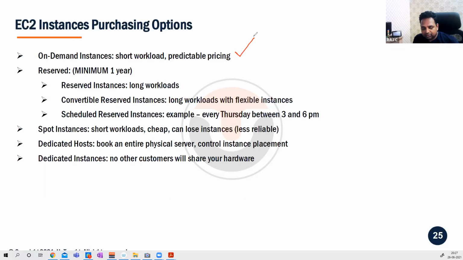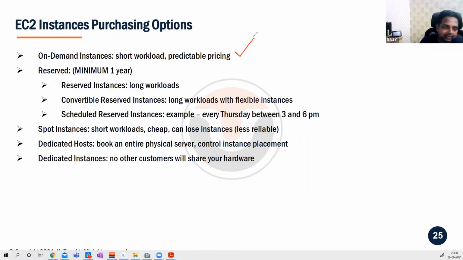Something you want to run for a very short time, a couple of hours, maybe 3 hours, and then you must know how much it's going to cost. Per hour, it's going to cost this much. It's a predefined, predictable pricing. Then you bring up an on-demand instance.